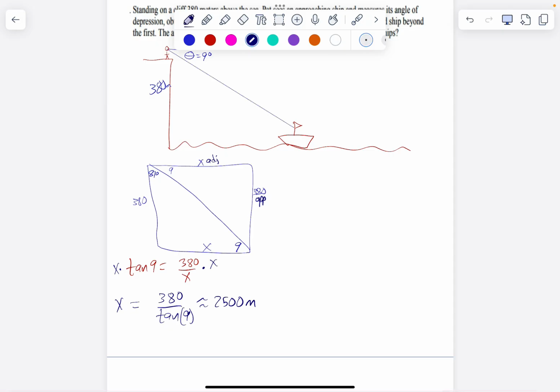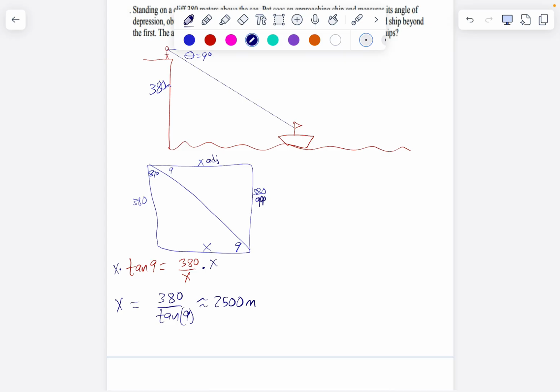All right, everybody got a distance for the first ship? How far away is that thing? Here's my work. Either of these triangles will do the same thing. 380 is opposite of the known angle, and x is adjacent.